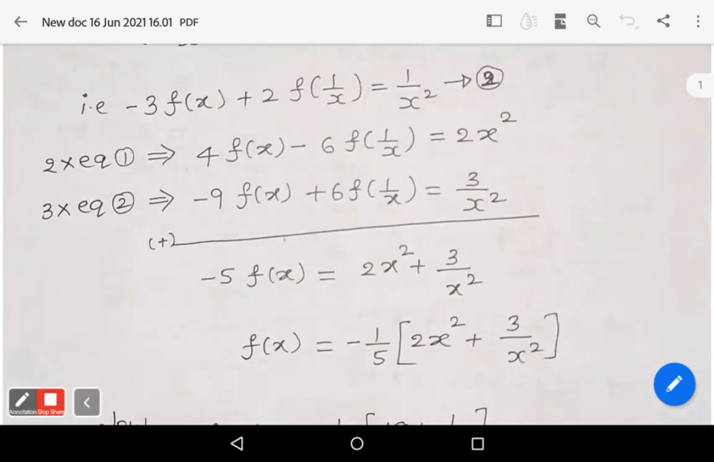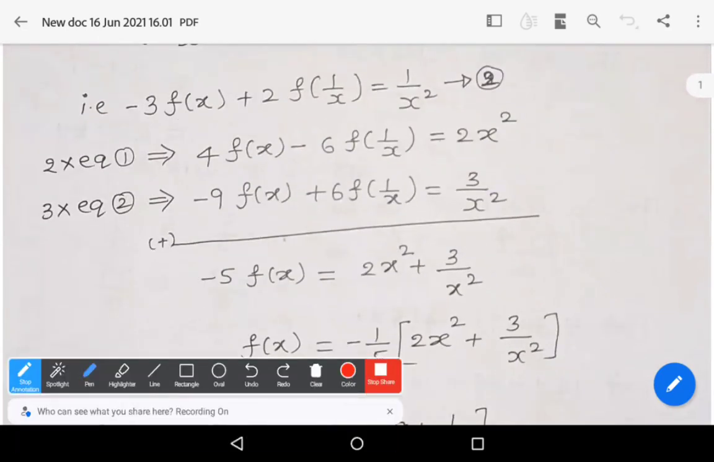Now observe 2 into equation 1 and 3 into equation 2. If you multiply equation 1 with 2, you get 4 f of x minus 6 f of 1 by x is equal to 2x square. And 3 into equation 2 gives minus 9 f of x plus 6 f of 1 by x is equal to 3 by x square. Let us add these two equations.